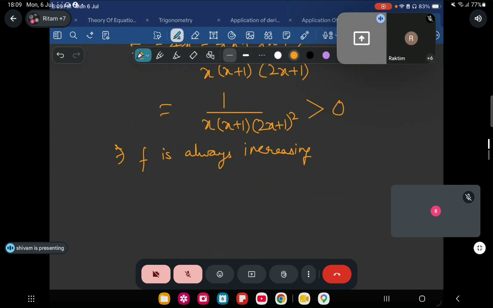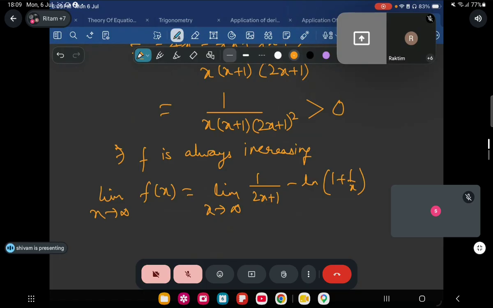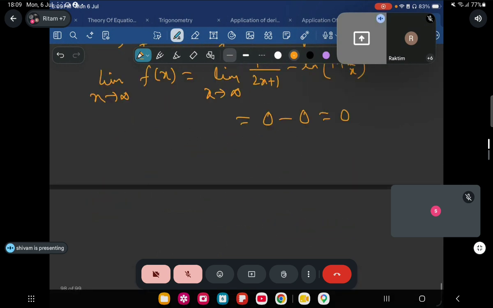So if f is always increasing, let us find out what will happen as limit x tends to infinity. Limit x tends to infinity of f of x will be equal to limit x tends to infinity of 1 by (2x + 1) minus ln(1 + 1 by x). As x tends to infinity, this will be 0 minus ln(1 + 0). So that is 0 and this is 0.